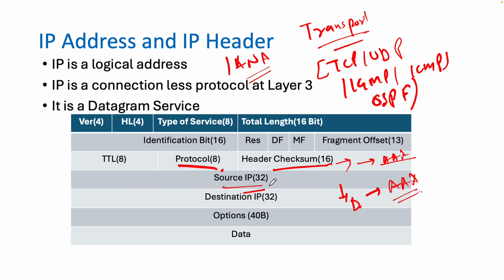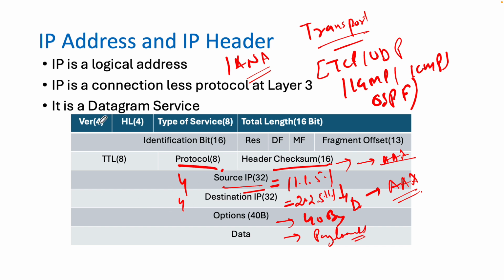Source IP: I told you the IP address is 32-bit. It will be in 4 octets, like 11.1.5.1. Destination IP can be 202.5.11.1, right? So these are 4 bytes each. So these are the fields, and this optional field is 40 bytes, and this one is your actual payload.